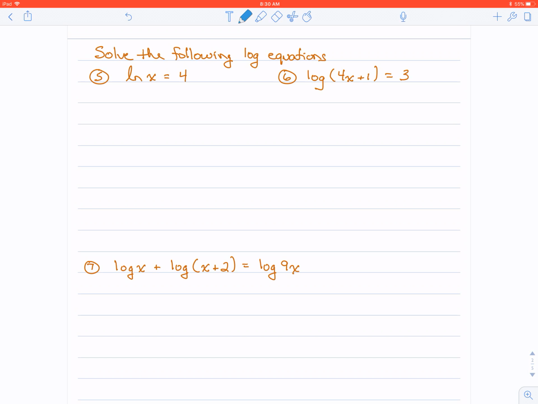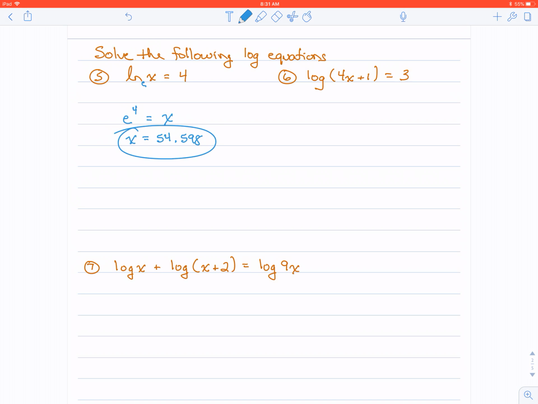So here, if we're solving the following log equations, for the ln one, we can just write in the e, and then it's just e to the 4th power equals x. And so on your calculator, well, you already know about the e buttons. So e to the 4th would just be 54.598.